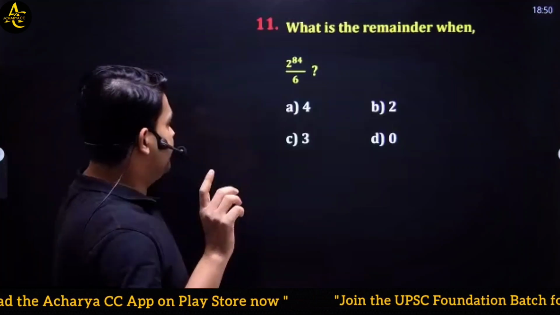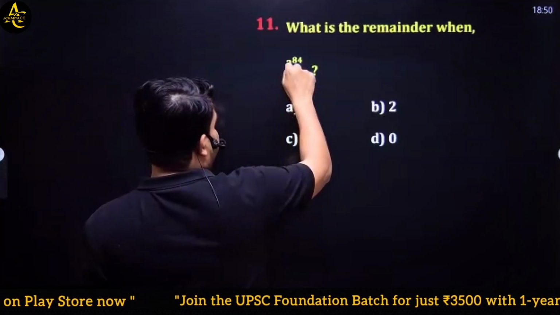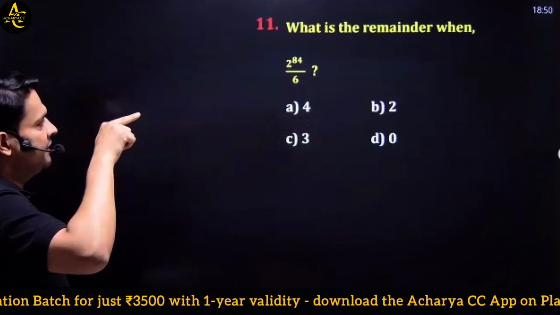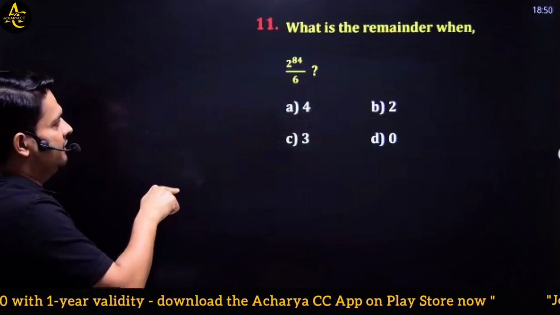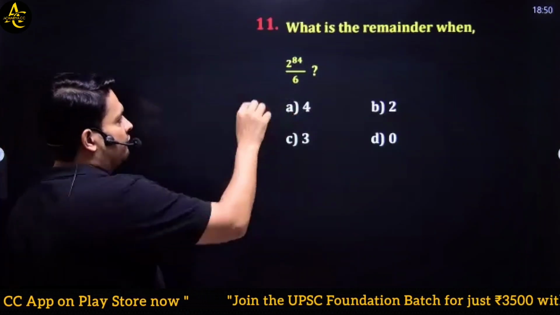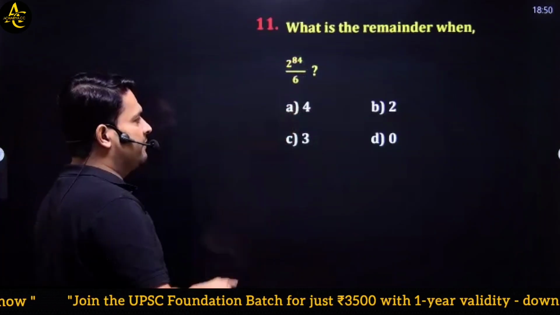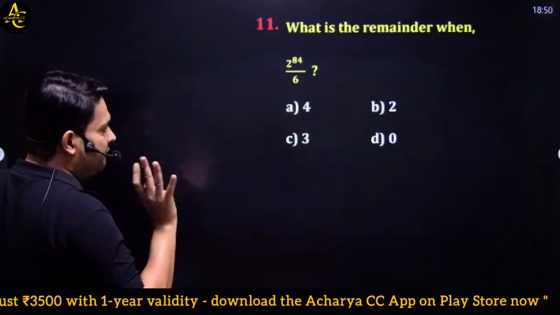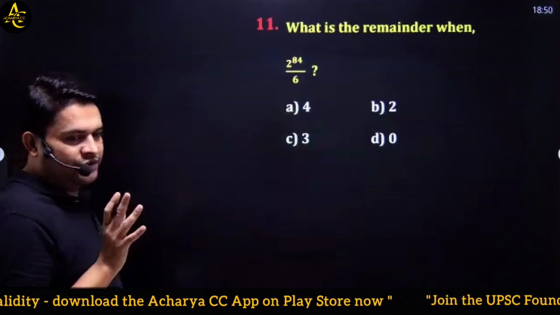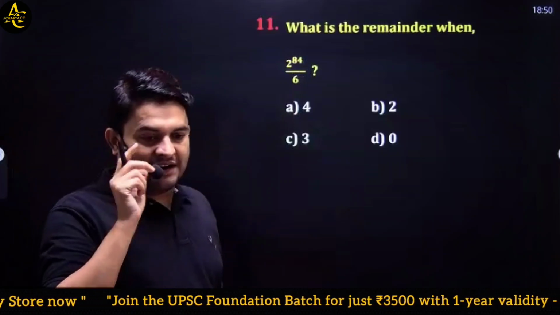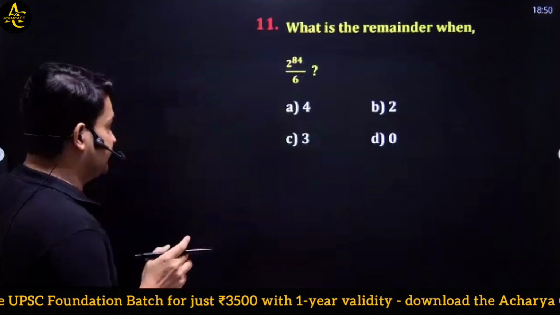See, you get 0 when the numerator is completely divisible by the denominator. 6 is nothing but 2 into 3, and we have no 3 here. So the remainder cannot be 0. See, I will give you a trick that you will use in your next question, which was asked by UPSC. So you will answer that question in 15 seconds. Okay.